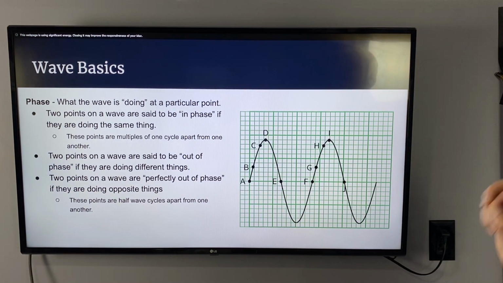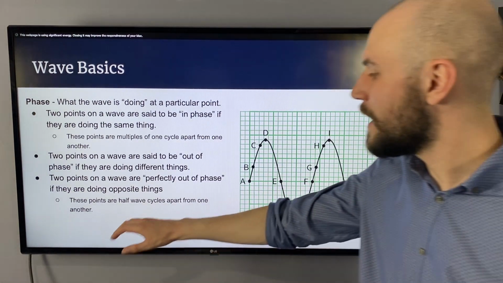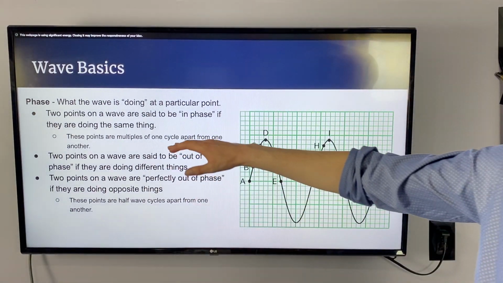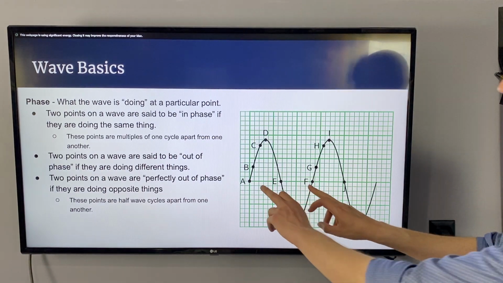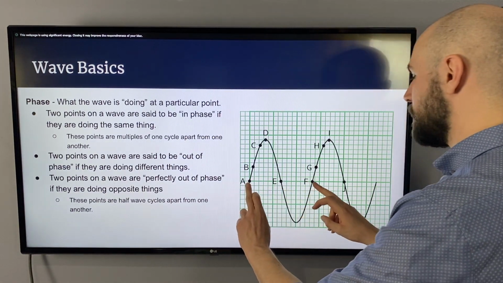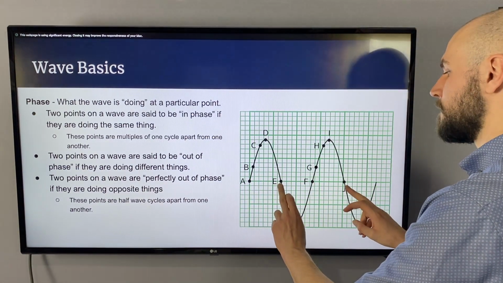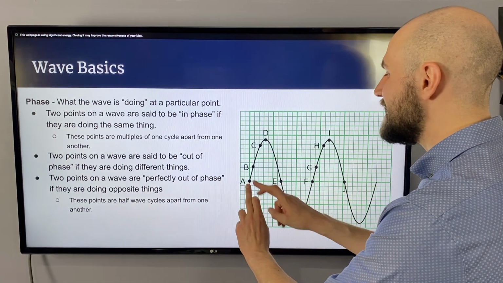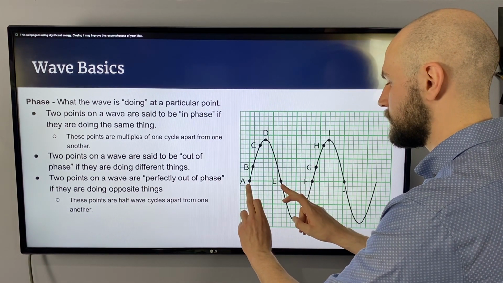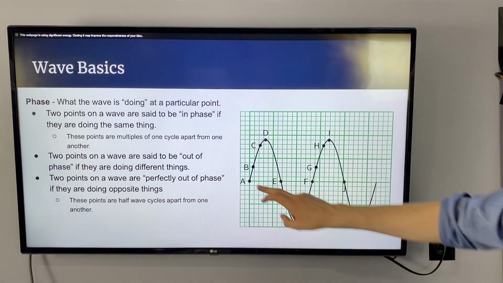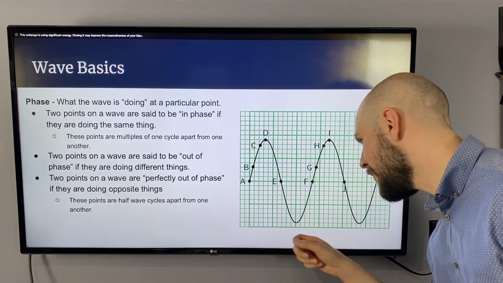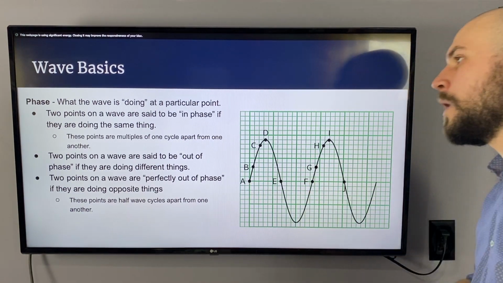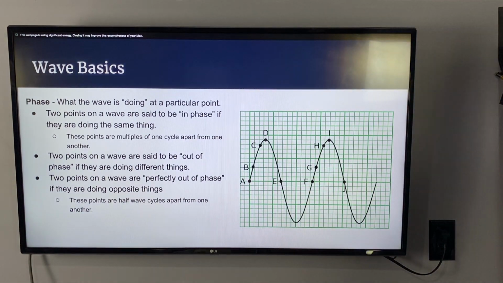Any points that are perfectly out of phase are half wave cycles apart from one another, whereas points that are in phase are one wave cycle apart from one another. Notice A and F are one full wavelength away. E and J are one full wavelength away. A and E are half a wavelength away. It's important to identify: if we go up and go back down, that's half of a wavelength. We also need to go all the way down and back up to get one full wavelength.